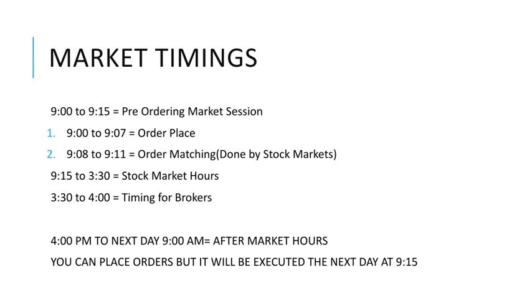There is something known as 9 to 9:07 and 9:08 to 9:11. In 9 to 9:07 an order can be placed but cannot be sold. 9:08 to 9:11 is the time when the order matching is done by the stock exchange. That's a separate matter. 9:15 to 9:30 is the basic time, and as you see down there, there is a mention of 4 p.m. to next day 9 a.m.